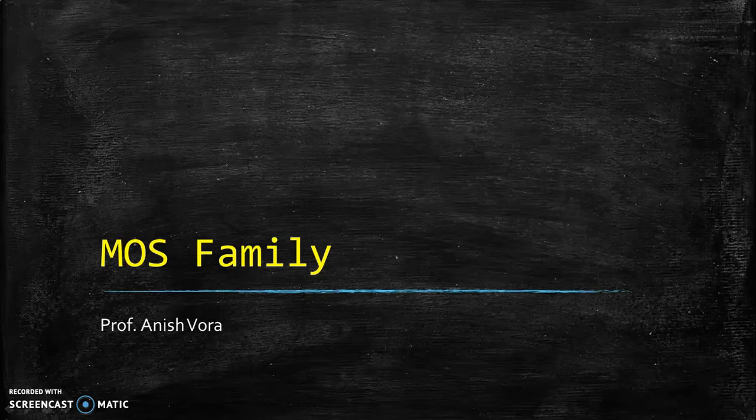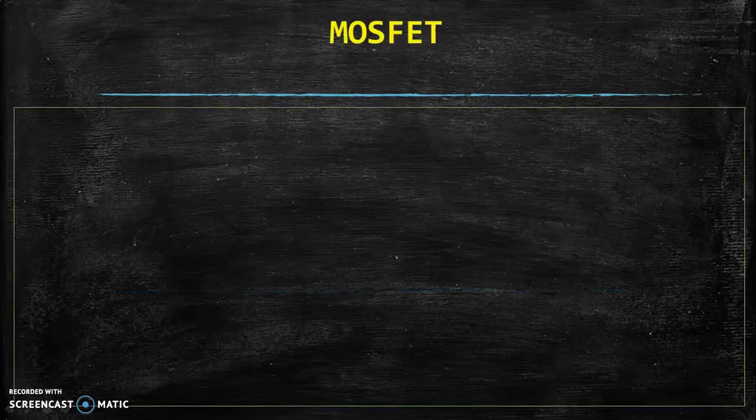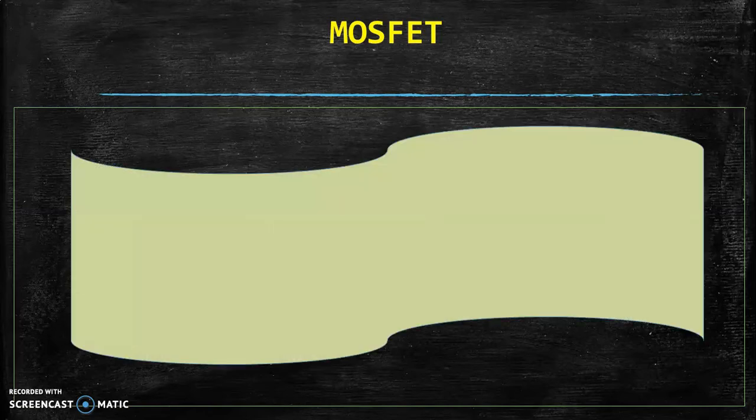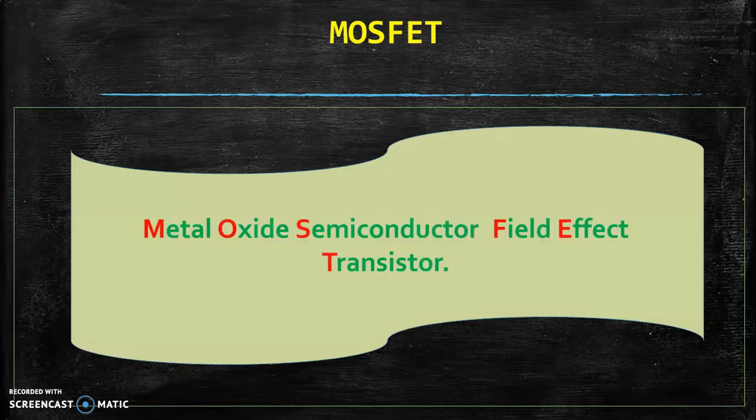In this video lecture, we will study the MOS family. We have one special type of field effect transistor with an insulated gate. The name is IGFET, that is the insulated gate field effect transistor. But most commonly we use the name MOSFET, and the MOSFET name is derived from metal oxide semiconductor field effect transistor.